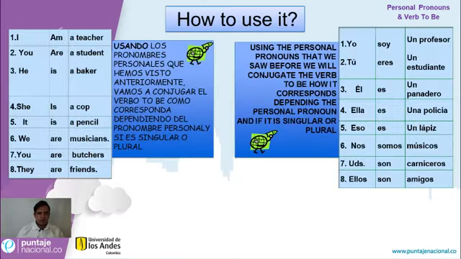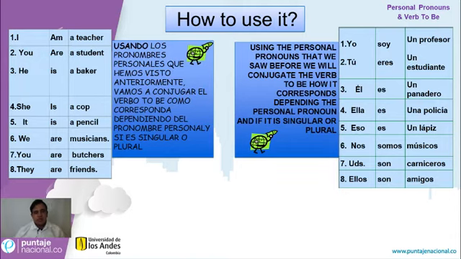Let's do it again. Check this. Here you have the tab, Juan and the other guys. Here you have the personal pronouns, and the verb to be in simple present, and you have the translation on the right side of the screen. So let's practice. Here you have "I am a teacher." Yes, I am a teacher.